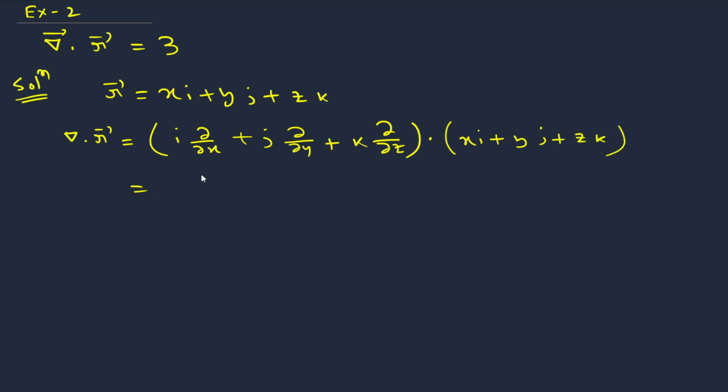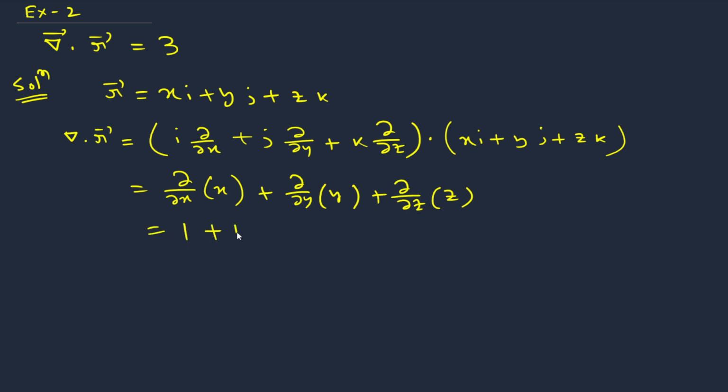So it's a simple dot product. So i dot i is again 1. So what we have? We have ∂/∂x of x, plus ∂/∂y of y, and then ∂/∂z of z. So derivative of x is 1. Differentiation of y is also 1 and derivative of z is also 1. So this problem is very, very simple.